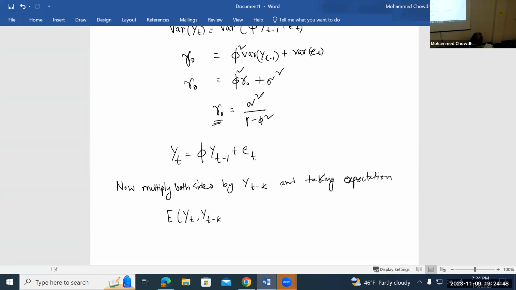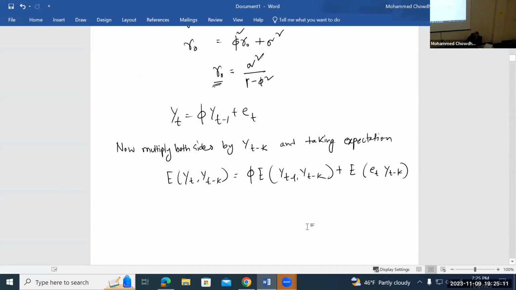What did we get? The expected value of yt times yt minus k equals phi times the expected value of yt minus 1 and yt minus k, plus the expected value of et and yt minus k. This comes from the series being stationary. In that case, their expected value depends on the time difference, which is k here. From these two, the difference is k, so our expected value will be this.